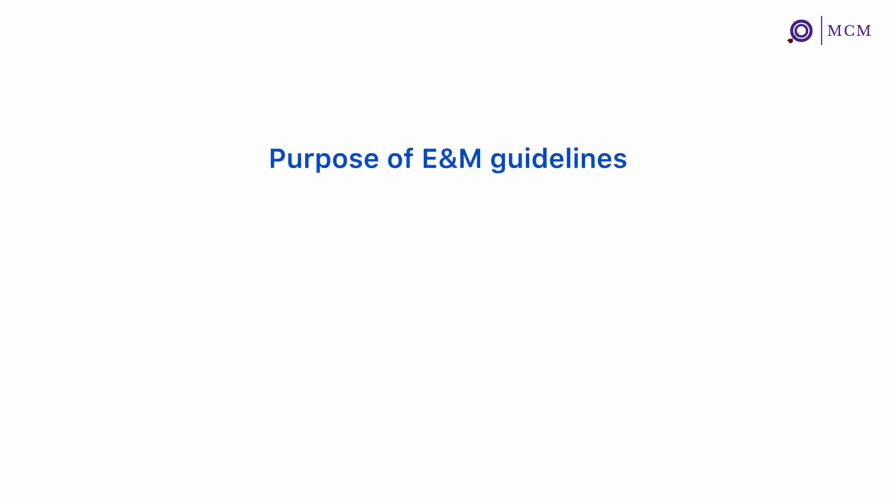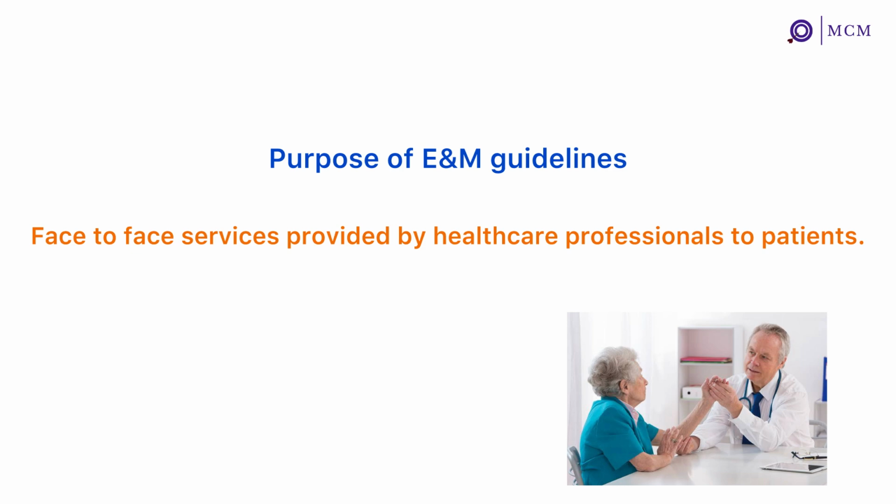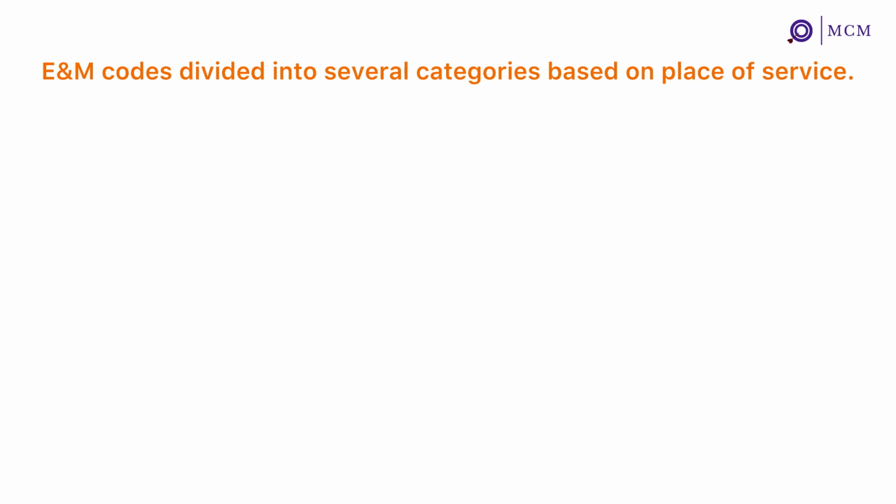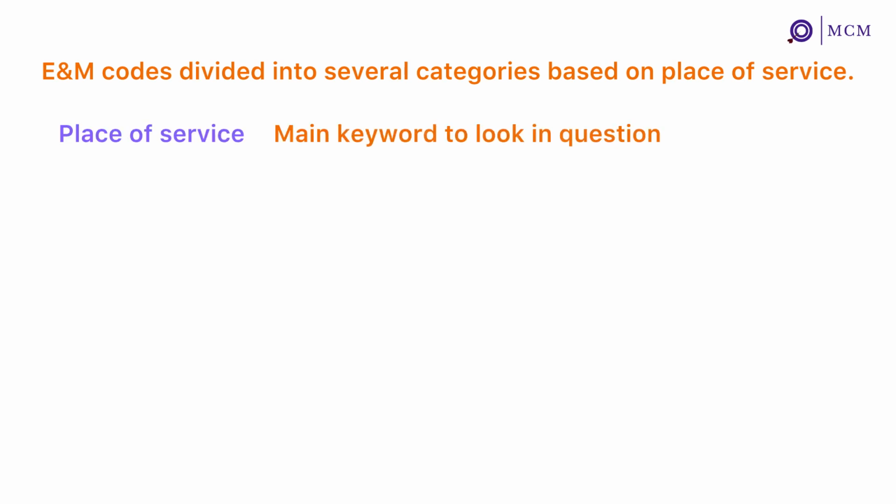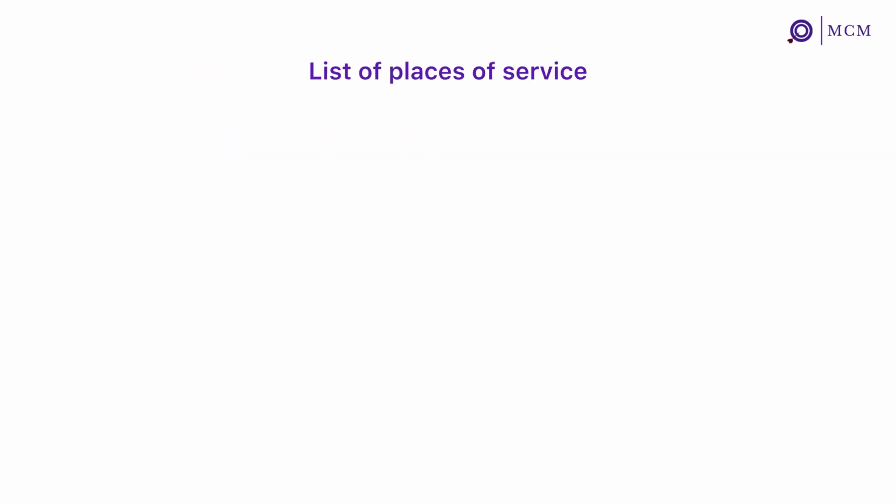Let's start with the purpose of E&M guidelines. E&M codes describe face-to-face services provided by healthcare professionals to patients or their families. E&M guidelines are divided into several categories based on place of service, one of the main keywords in E&M questions. We need to look for place of service in the given question to narrow down to the correct answer. Here is the list of places of service.